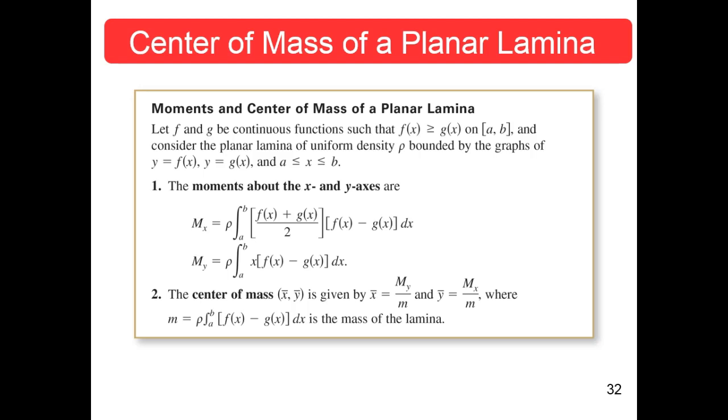So if you take a look at these integrals here, again, like we saw before, this is the easiest one to do. The M sub y is the next easiest. You just multiply x by this. And the M sub x is just like it, except rather than x, you use the average y. The average y is f of x plus g of x divided by 2. Now, when you go to divide, notice your rho always goes out.